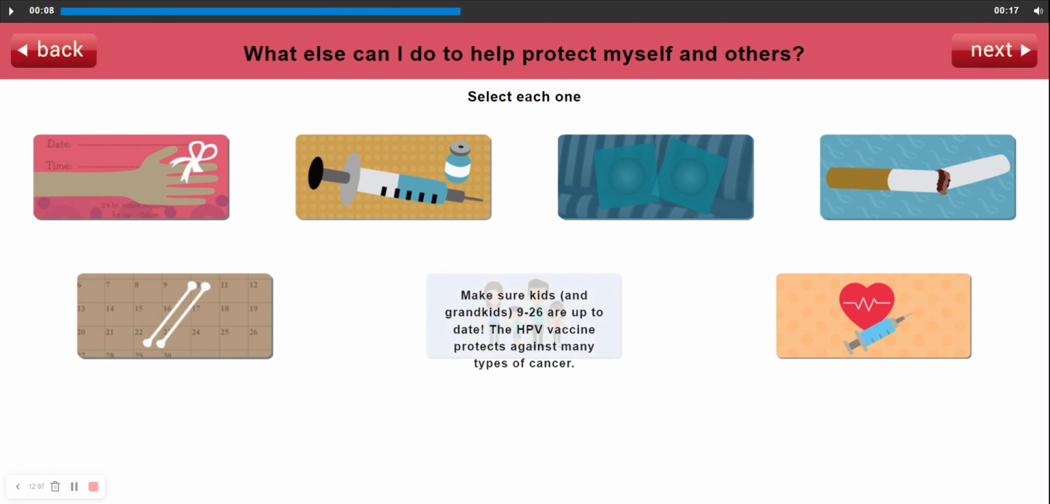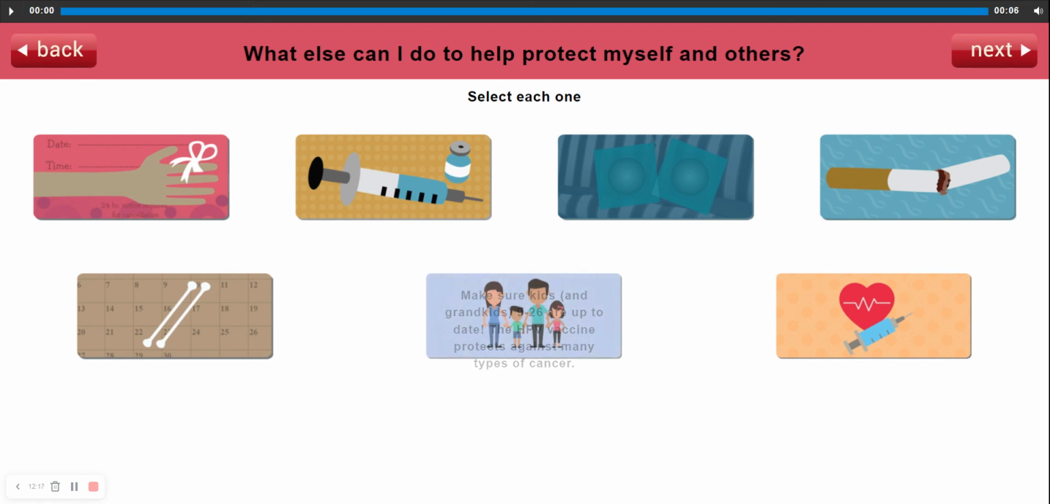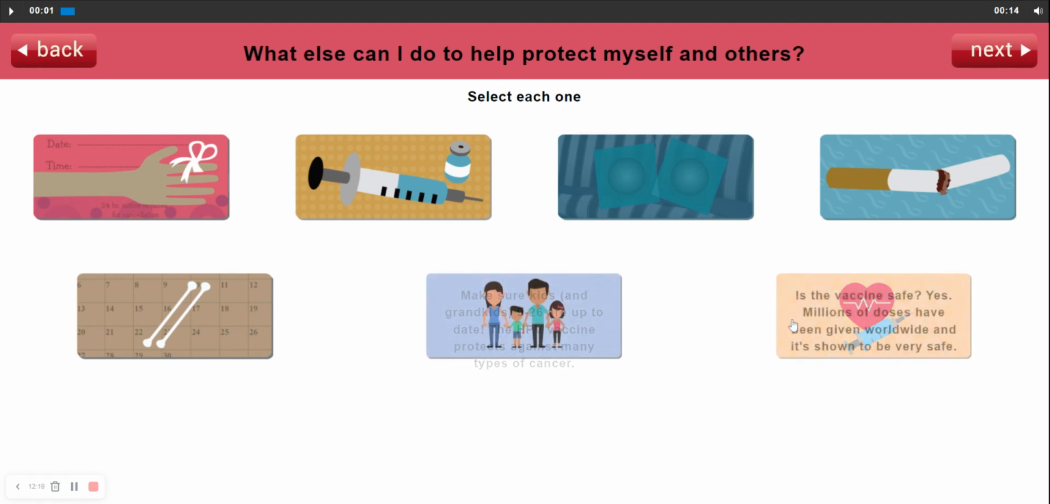In addition to protecting against cervical, vulvar, vaginal, and anal cancers, research shows the HPV vaccine can also prevent a number of penile and head and neck cancers. Is the vaccine safe? Yes. Millions of doses have been given worldwide, and it's shown to be very safe. The most common issue is pain and swelling at the site where the shot is given, similar to many other adolescent vaccines.